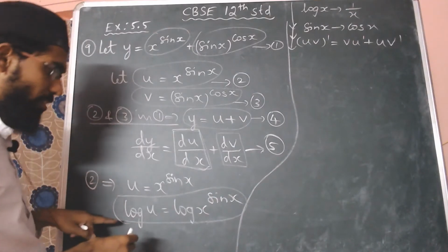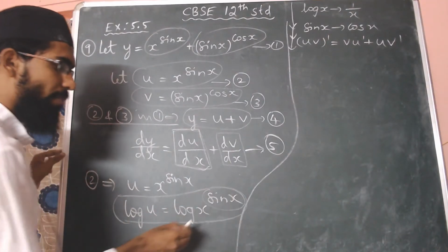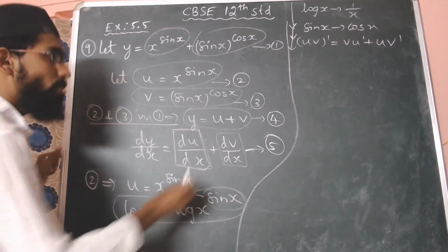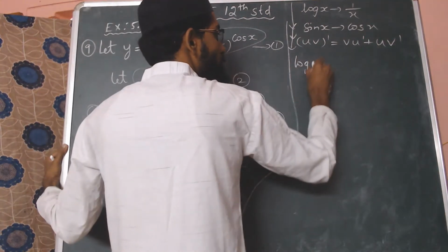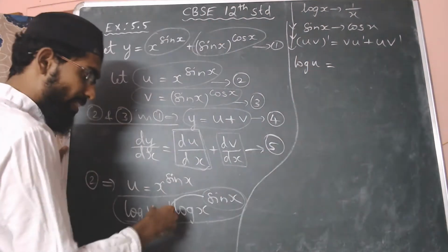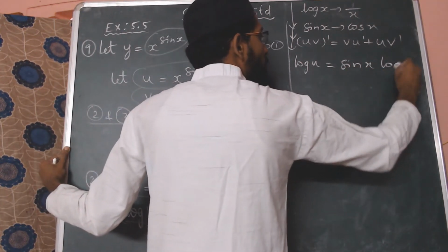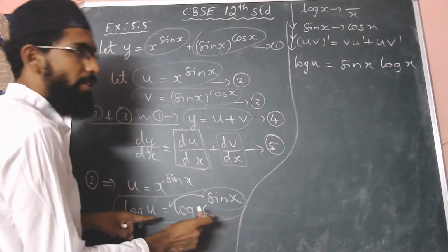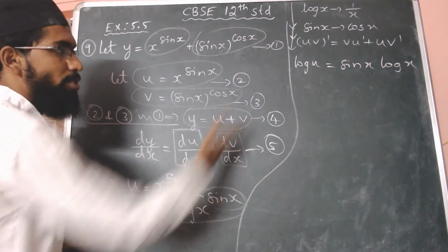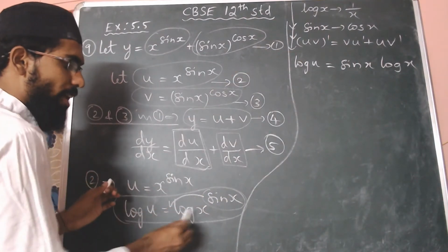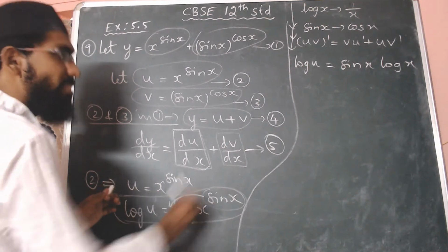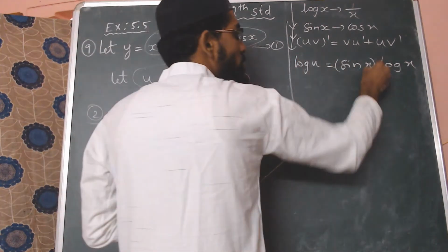Before I can differentiate the right hand side, I must use the log m power n property, and I can take the power to the front. So log u equal to sin x into log x. If you can't understand the steps, see our previous video, where I explained what property I am using here. I have written log m power n as n log m. Now sin x into log x.